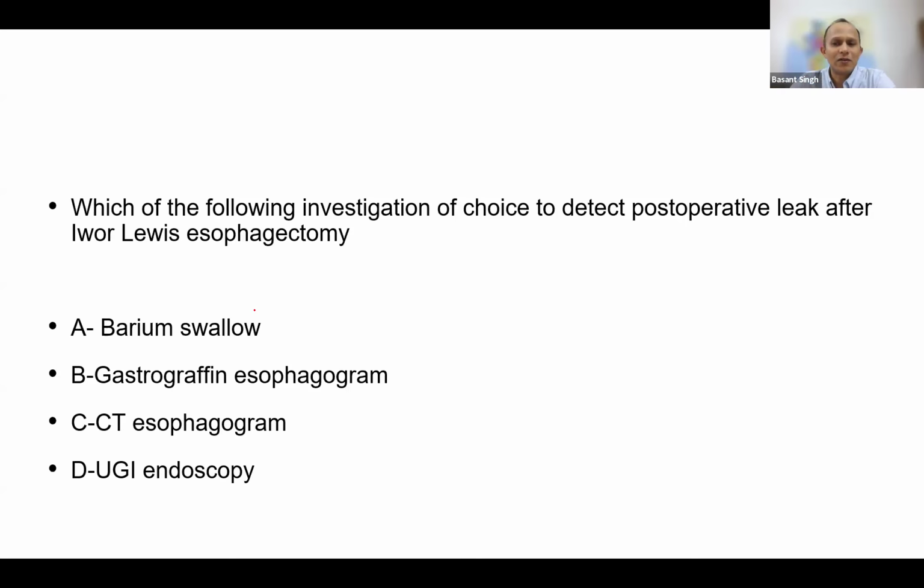So you have two water soluble contrasts. One is gastrografin, the second is iohexol. The problem with gastrografin is that you may have aspiration, pulmonary edema and so on. With iohexol, this risk is less. Endoscopy, obviously, is done, but first you have to confirm with all these tests. Sometimes we do endoscopy also with low insufflation, but if you want to really do a test to look for a leak, the answer should be a CT esophagogram.